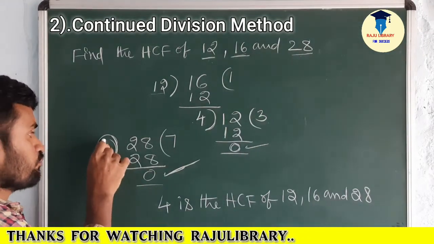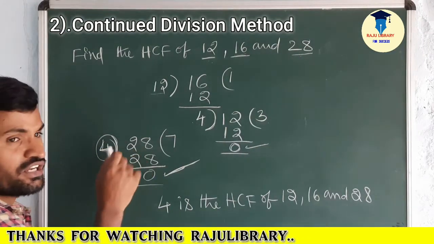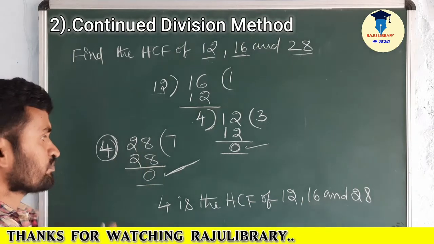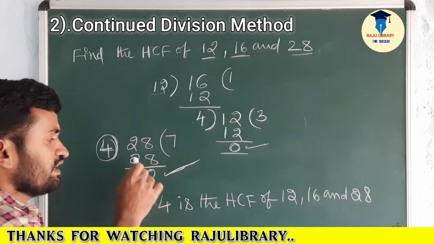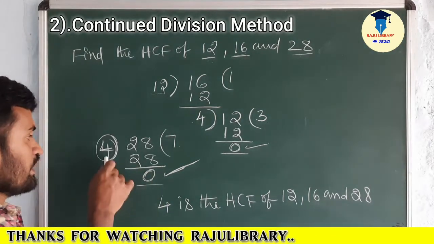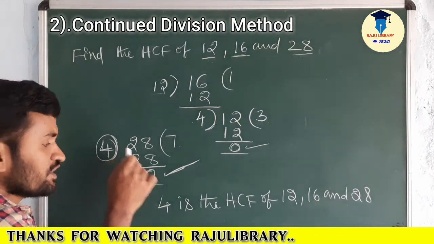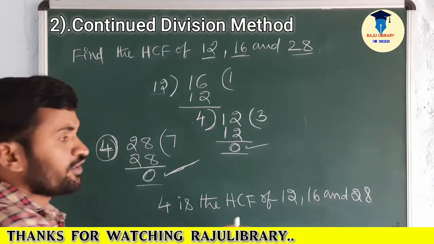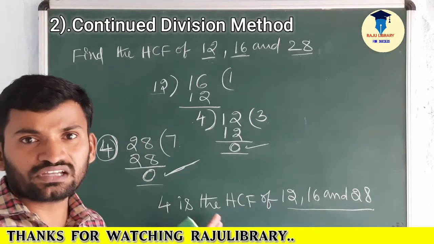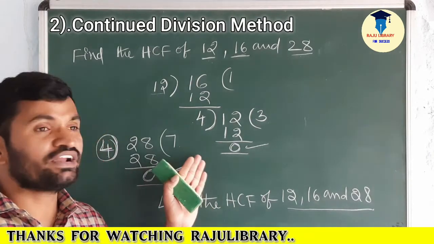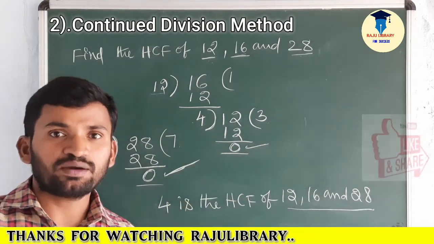So 4 as the divisor and 28 as the dividend. 4 7 is 28. We got the remainder 0 directly. So the divisor is 4, and this becomes the HCF of the three numbers 12, 16 and 28. Using the continued division method, we can find the HCF of any numbers.